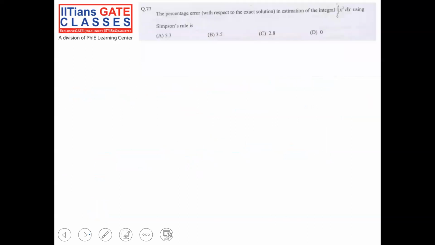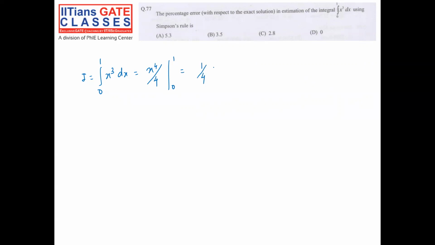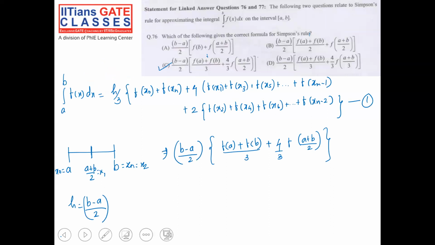Coming towards the next question, which is again linked with the previous question. Here they are asking us the percentage error with respect to the exact solution in estimation of the integral from 0 to 1 of x cubed dx. If you solve this, it is x raised to the power 4 divided by 4. Putting the limit 0 to 1, we'll end up with the answer 1 by 4. And considering this equation 2, if you calculate the value of the integral, how will it look?